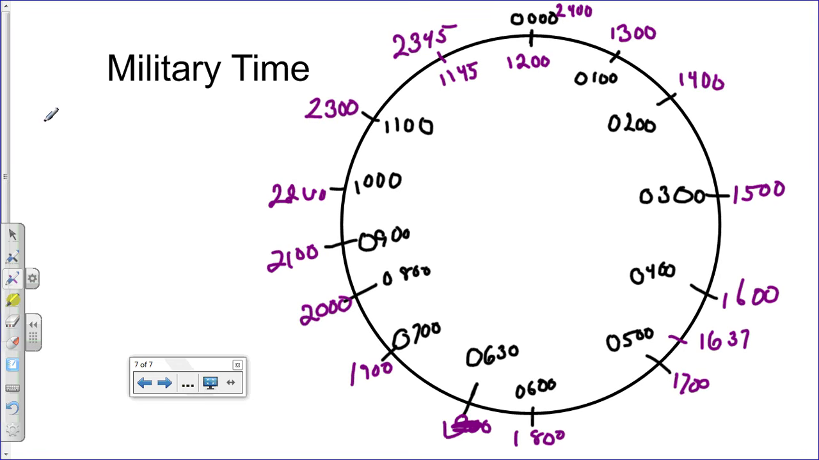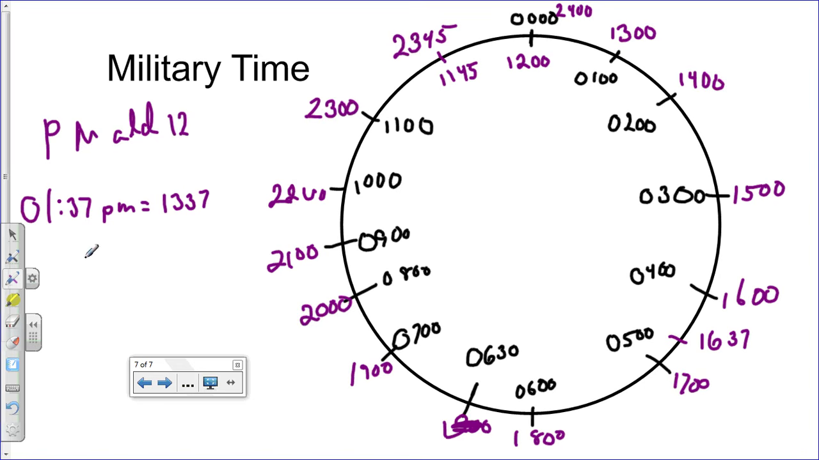PM means you add 12. So if I wanted 1:37 p.m., we add 1200, so 137 would give us 1337. If I wanted 6:23 a.m., well, 6:23 a.m. would be 0623. There's no p.m., we don't need to add that 12.